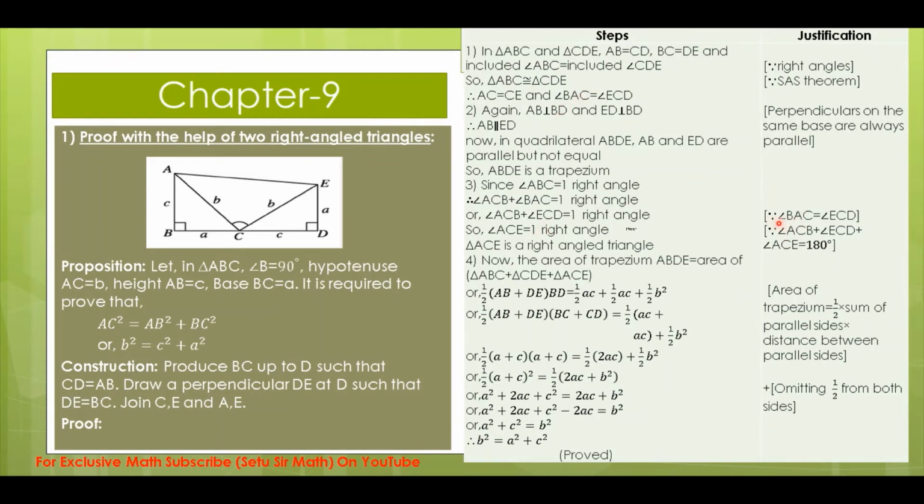Therefore since angle BAC equals angle ECD, as you can see from the above, instead of angle BAC you can write angle ECD. So angle ACB plus angle ECD equals one right angle. So angle ACE equals one right angle.